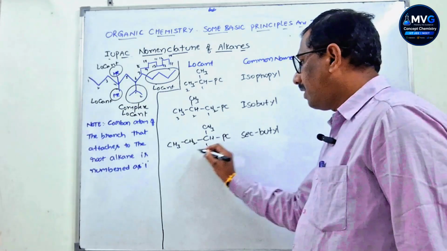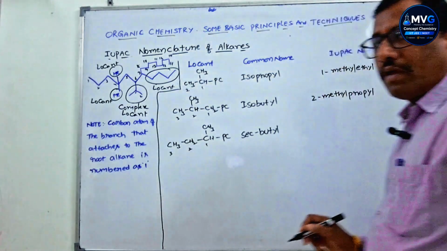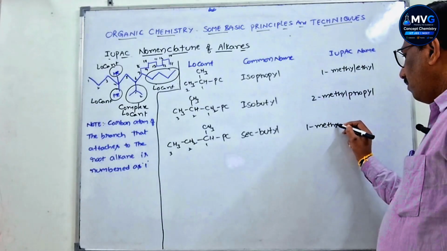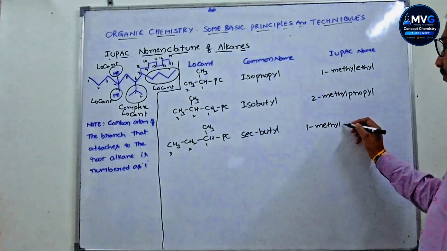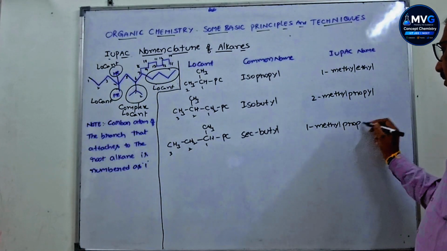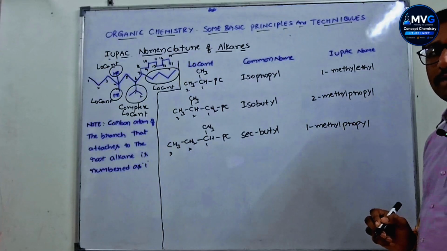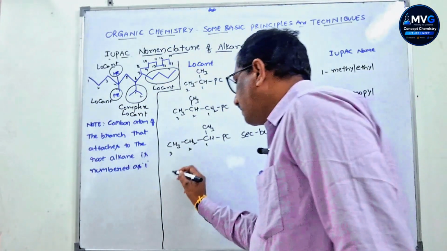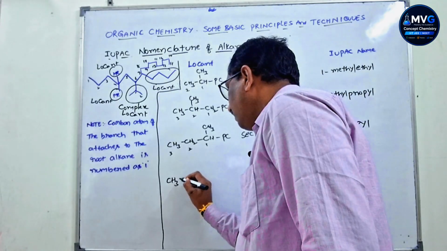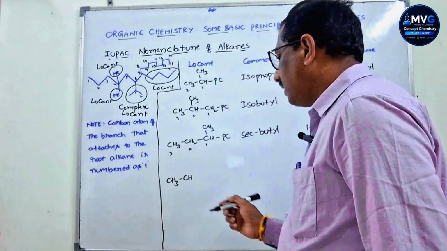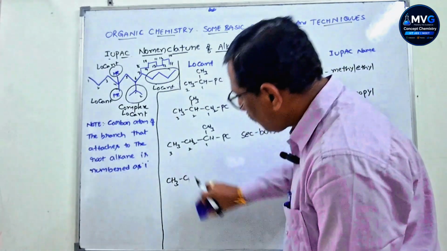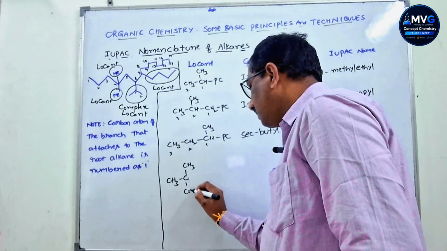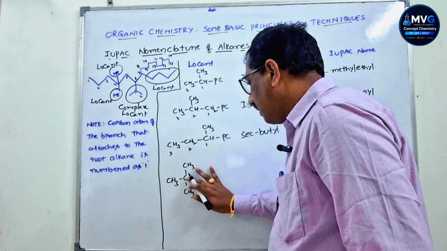Next, IUPAC. 1, 2, 3. Now here 1 methyl propyl. 1 methyl propyl. Okay, like these, students. Next, CH3, CH. Next, one more compound, students. CH3. Here CH3. Here CH3 dash is there.